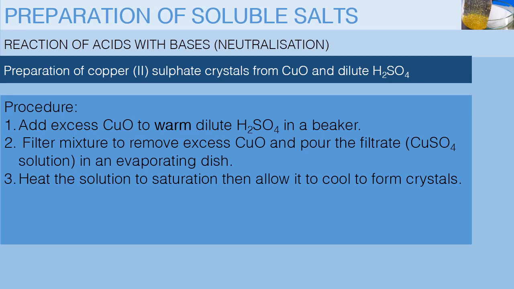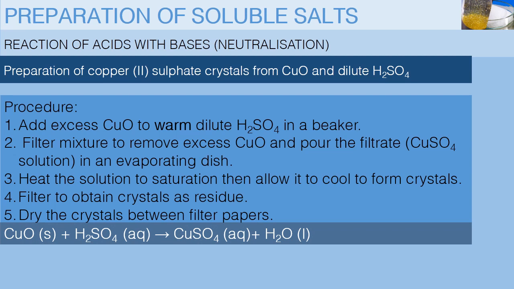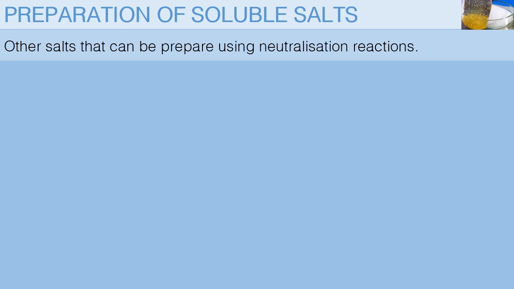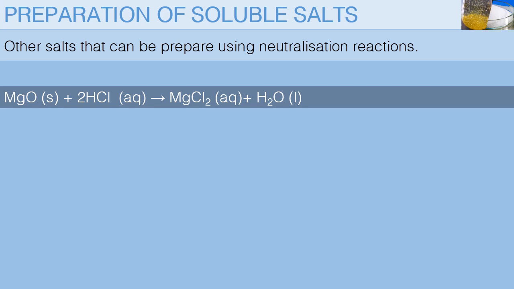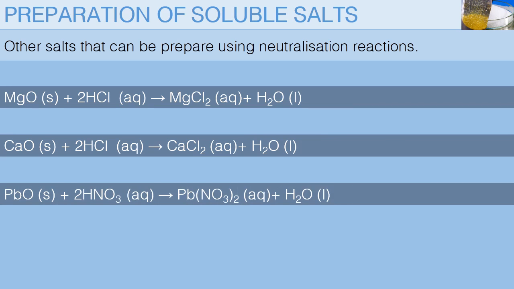Next is the crystallization process. And the equation for that reaction is as follows. The other salts that can be prepared using this neutralization process are as follows. Magnesium oxide is a base, but it is insoluble in water. We can also use this to prepare calcium chloride, lead(II) nitrate, and many other salts. Remember, the distinguishing factor is that the base is insoluble in water.